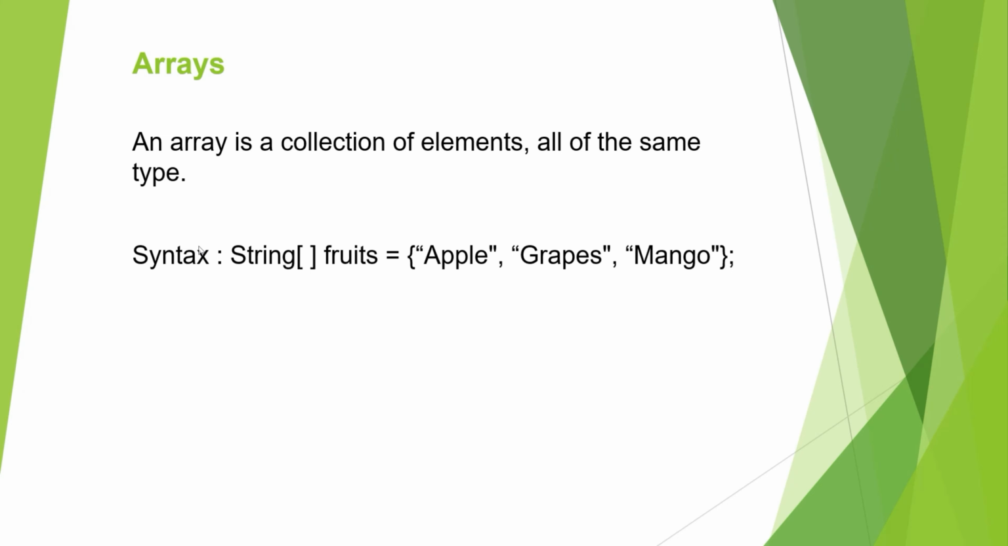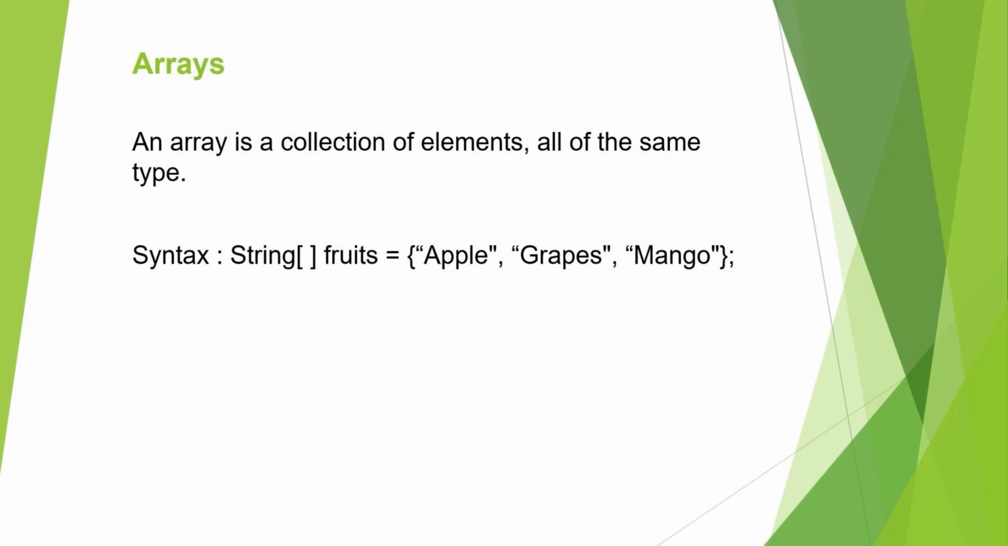Let's take an example. This is the syntax of an array. We have taken one data type, that is string. This square bracket is used to declare an array. So fruit is an array name. Value 1 means apple. Apple's index starts from 0. Grapes is value number 2. Its index is 1, and so on. Indexing means array elements are accessed using zero-based indexing. So number 0 accesses the first element in the array.